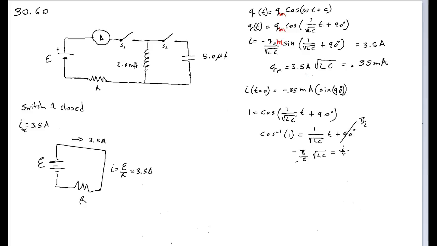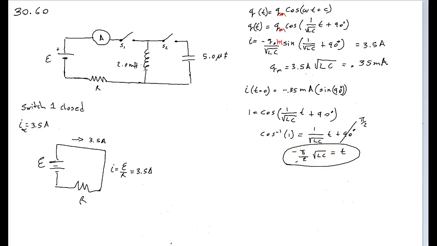Make sense? Professor? Yeah. How did you get Q max? It says equals 3.5 times the square root of LC. How did you get that? How did I get this part right here?